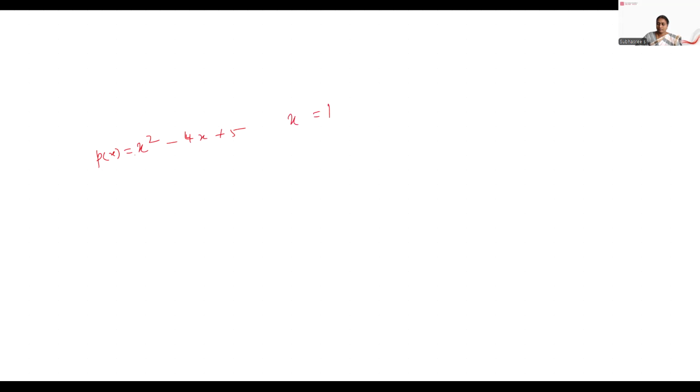You write P of 1. In the place of x, you substitute 1 square minus 4 into 1 plus 5. Simplify: 1 minus 4 plus 5. Answer: minus 3 plus 5. The greater number's sign is plus, so the answer will be in the positive sign. So the value of P of 1 is 2.